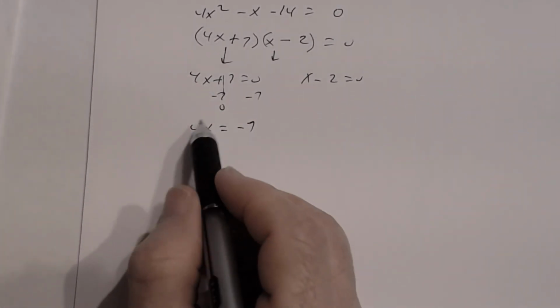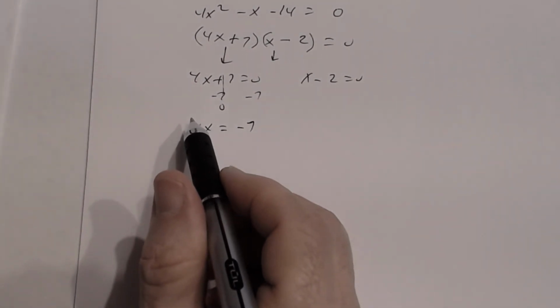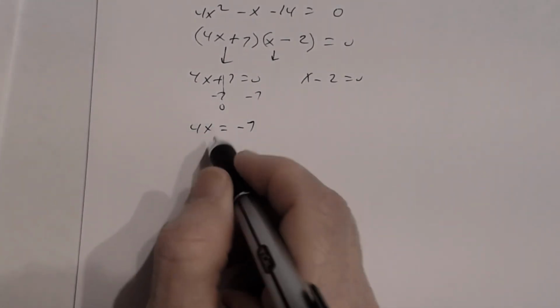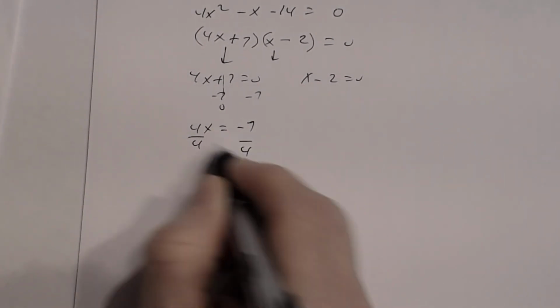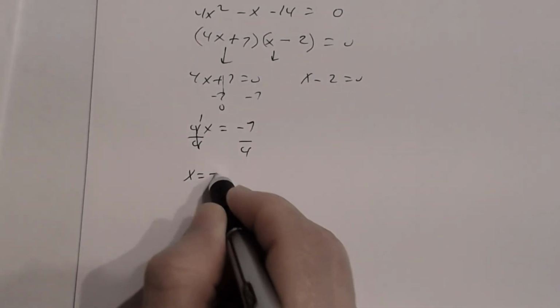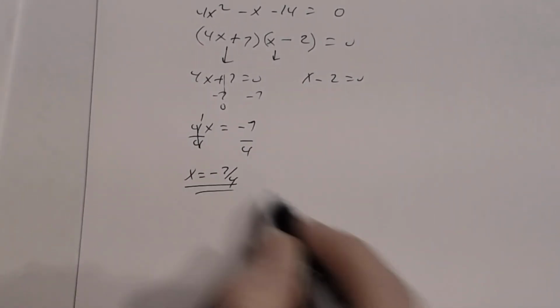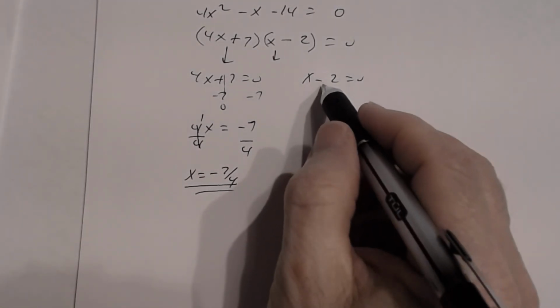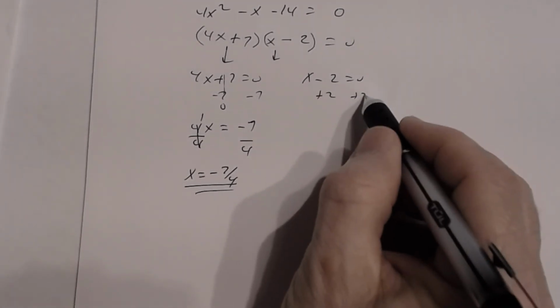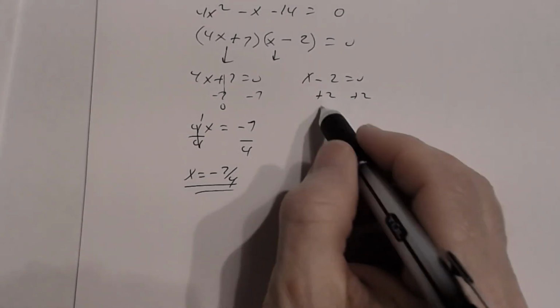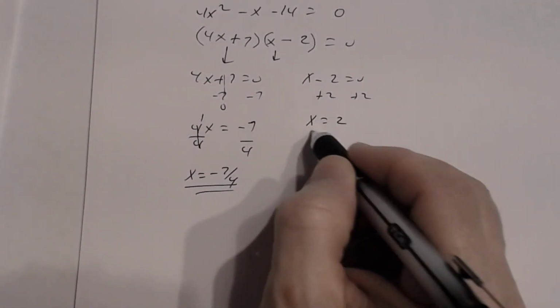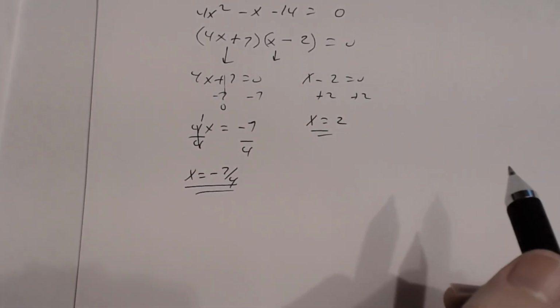So to get x by itself, remember right now you're multiplying by 4. The opposite of multiplying by 4 is to divide by 4. And so one of your solutions is negative 7/4. That's one of them. Over here, that one's easy enough to where you can get that quick. So you add 2 to both sides. Your other solution is 2. So those are your two solutions.